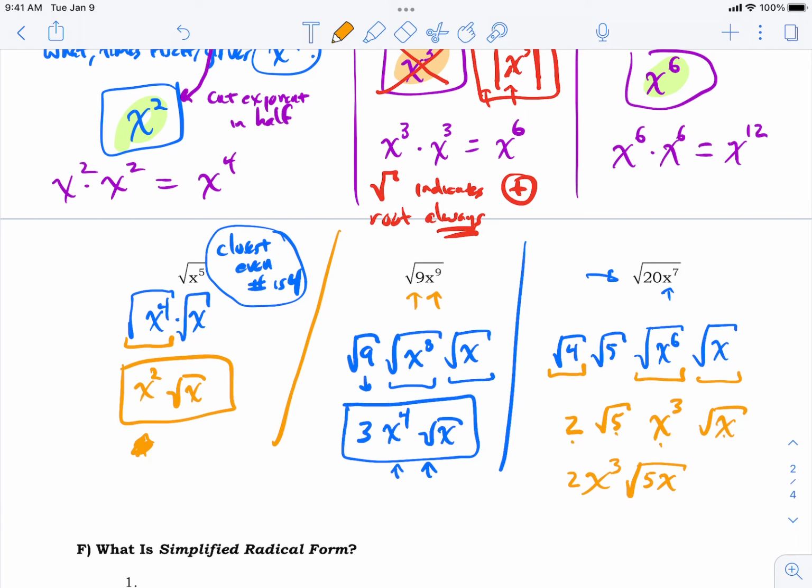Finally, will this always be positive? No, it will not, because if x is negative and you cube it, it's still going to be negative. So what does that mean? It means we have to do one extra thing, and that's put it in absolute value bars like this.